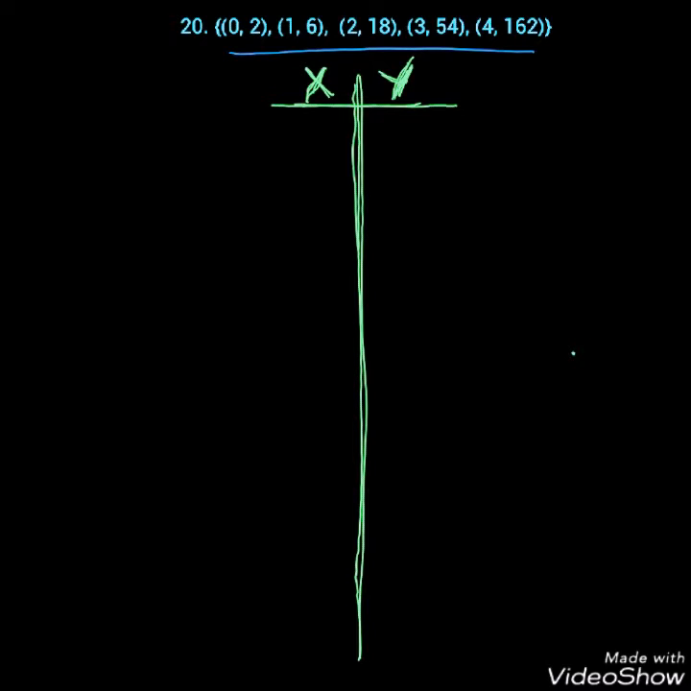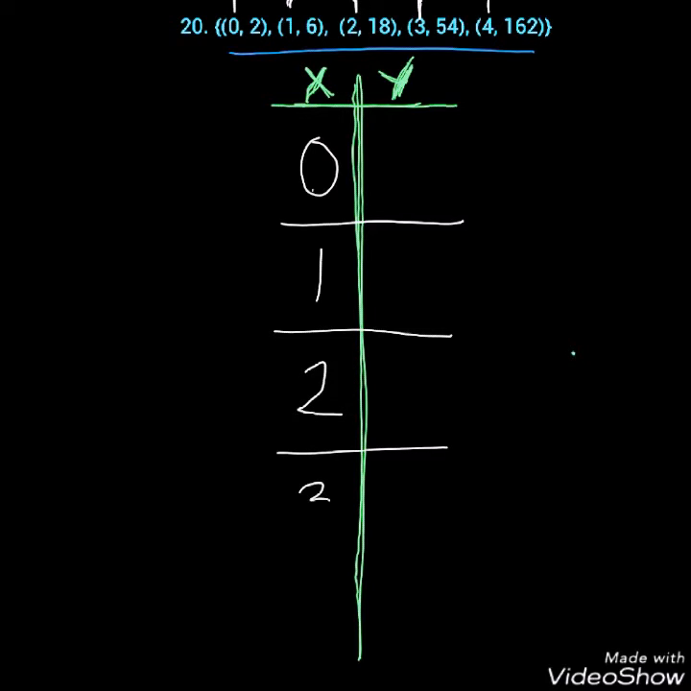So the next thing we're going to do here is to identify what the x and the y values are. The x values here are the first number in the parentheses, which is 0, 1, 2, 3, and 4. And so we're going to write them in this box. 0, and then 1, and then 2, and then 3, and then 4.